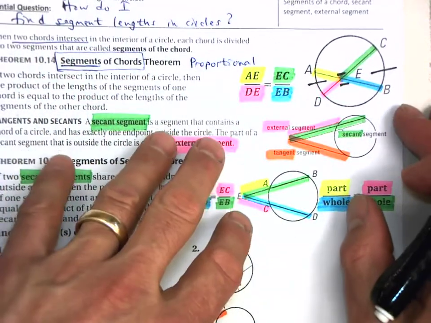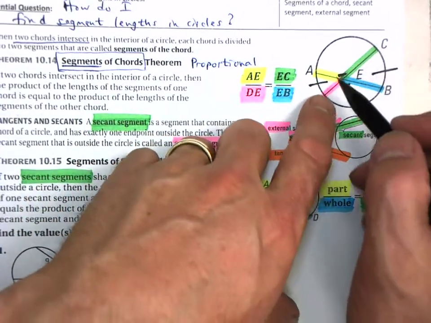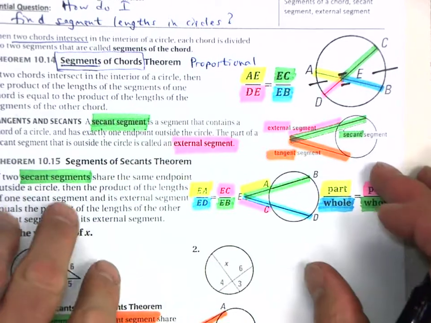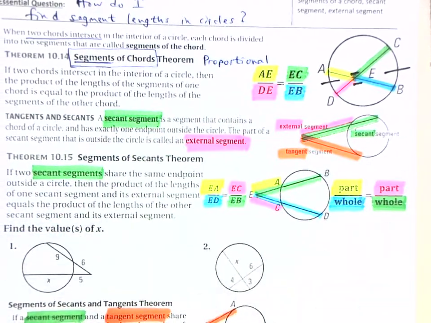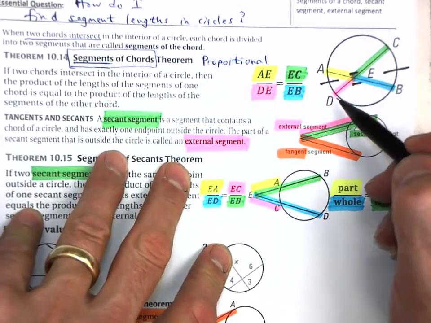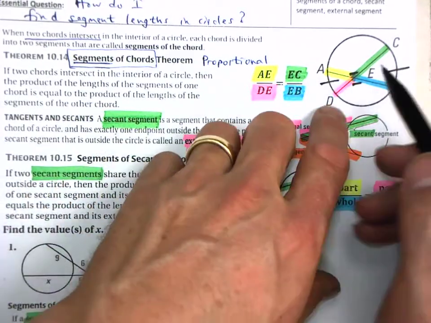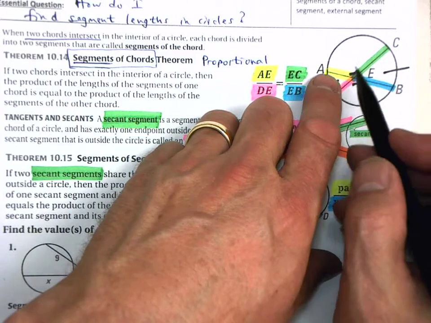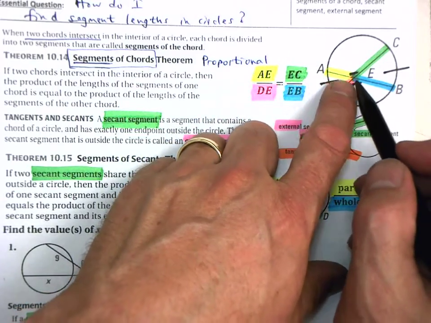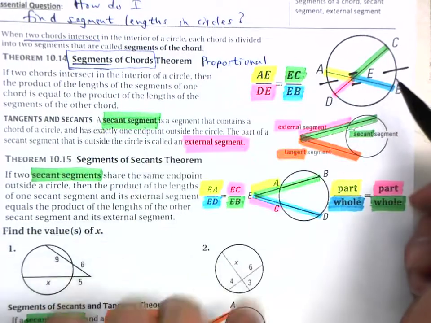Any of those scenarios will work, as long as you have on the left side and then go to the right side, that sort of arrangement. So that's a pretty simple proportion for us to create when we have two chords that intersect, and we are referring to the segments of the chord.